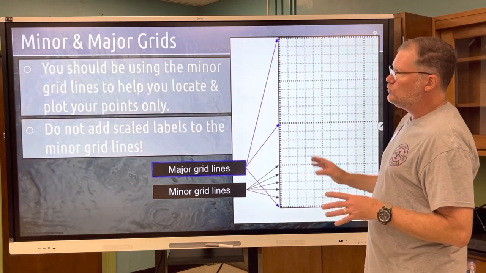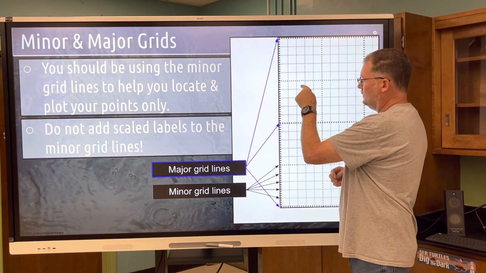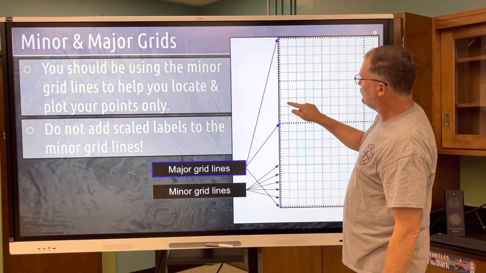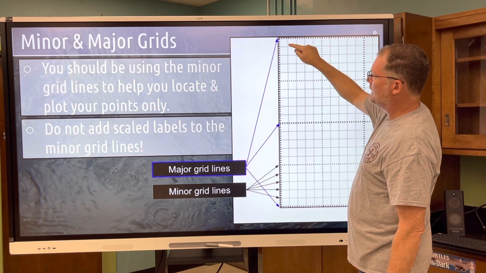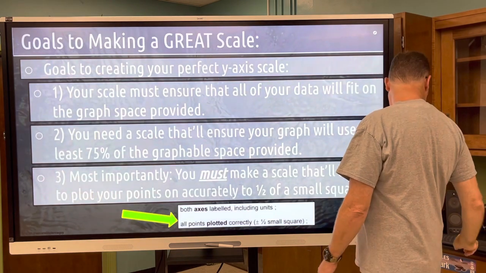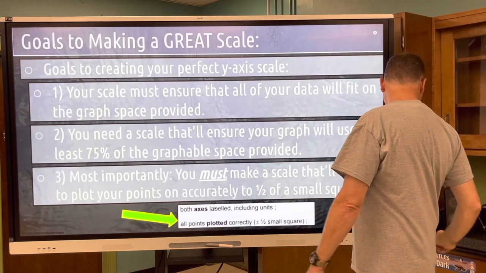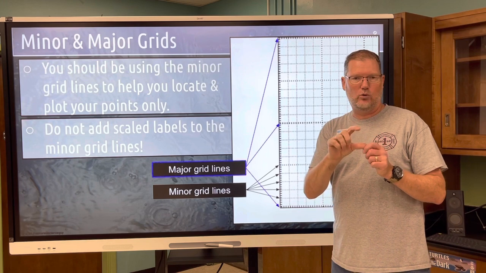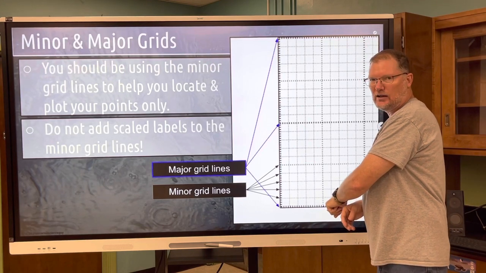You should be using the minor grid lines to help you locate and plot your points only. So if this was 2 and this was 4, this would be 1, 2, 3, 4, 5, 6, you know, 5, that would be 3, 3.2, 3.4, 3.6, 3.8, right? So if you had 3.1, it would be in between here. So you'd have to put your X on that in between the two, at that 1/2 of a square point to be accurate, okay? And of course it would line up with your X data down here, all right?